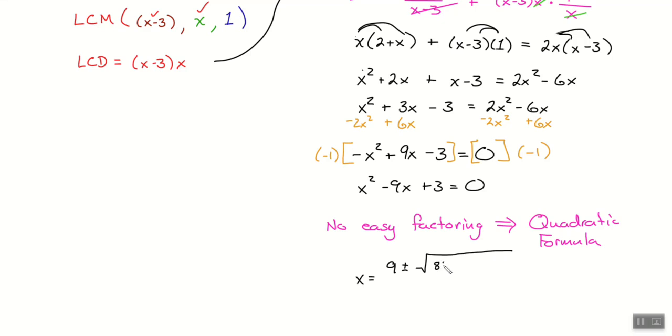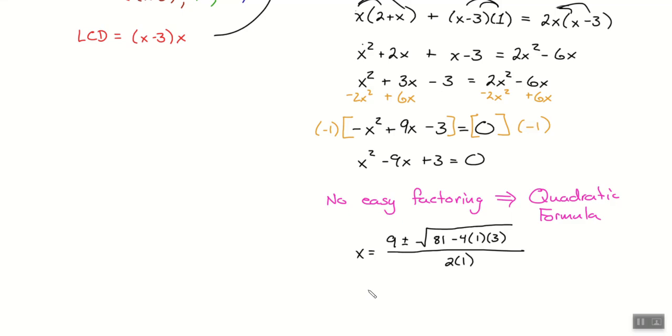81, because that's negative 9 squared, minus 4 times 1 times 3, that's AC, all over 2a, which is 2 times 1. Okay, now we're one step away. You're just going to help me clean it up a skosh. X equals 9 plus or minus the square root of 81 minus how much? So 81 minus 12, I think, is 69, which feels like a prime number to me.